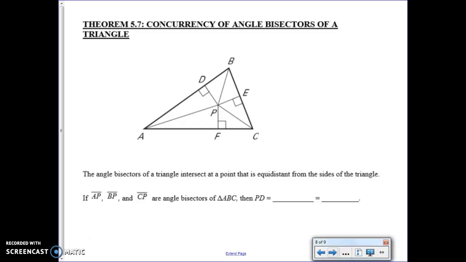Concurrency of angle bisectors of a triangle. It says the three angle bisectors of a triangle intersect at a point that is equidistant from the sides of the triangle. So if AP, BP, and CP are angle bisectors of triangle ABC, then we know that the three segments going to the sides, PD, PE, and PF, are all equal to each other. So that point has a special name as well. Point P in this case is called the incenter.